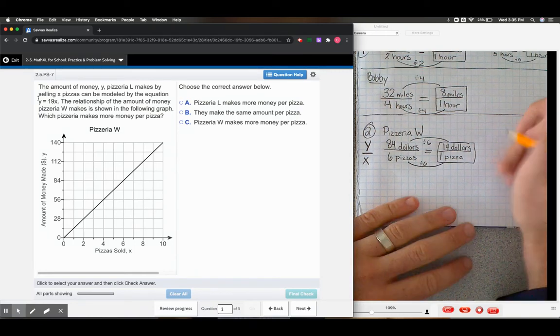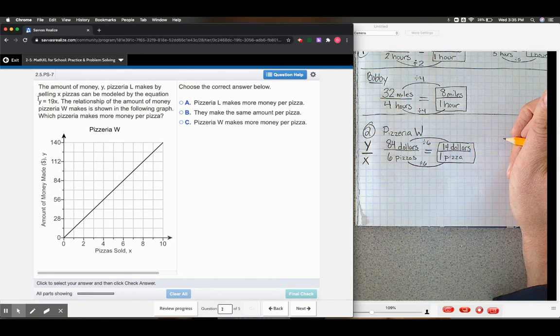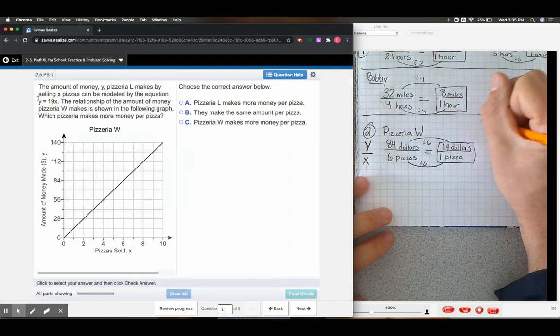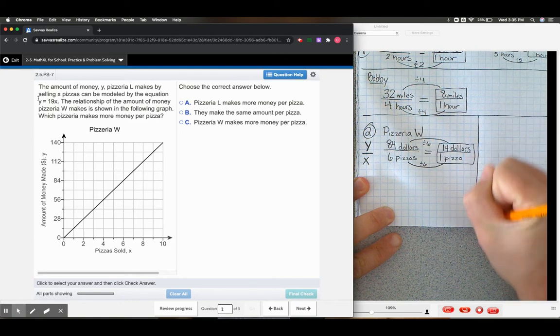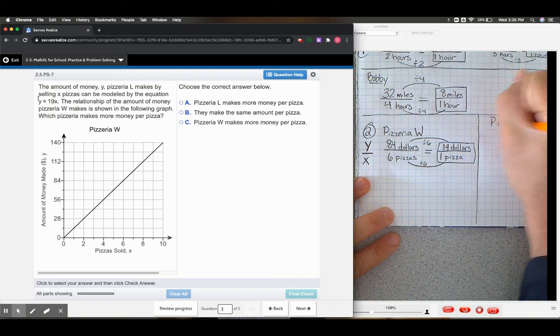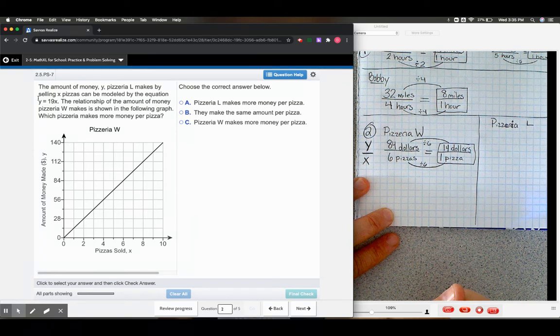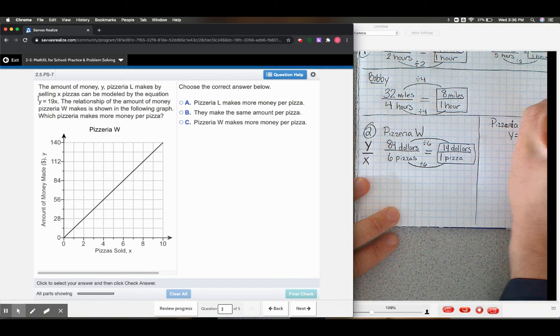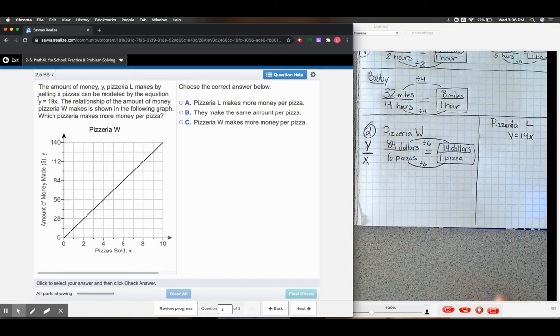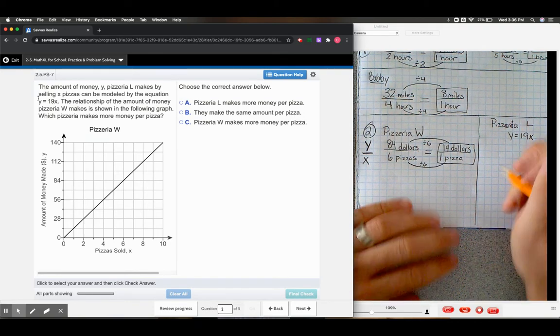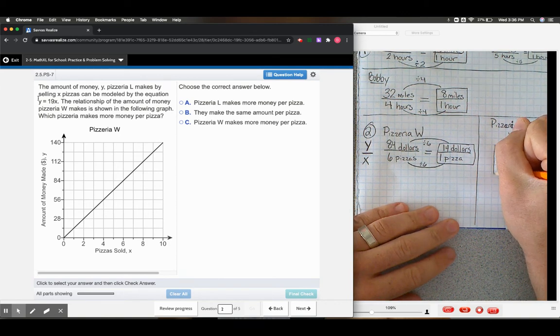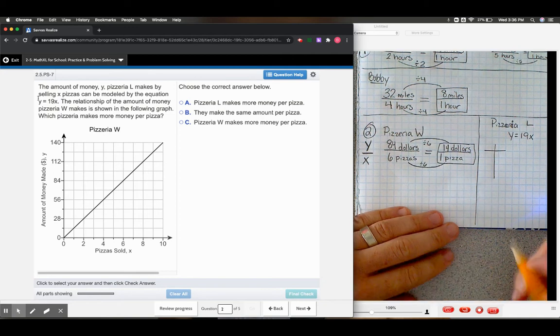You know, they really understand tables, they really understand graphs, but equations stump them sometimes. So let's do a little strategy I like to call make a table. So we're doing Pizzeria, oops, spelling it wrong. They might come after me now that I'm spelling it wrong. Pizzeria L has the equation y equals 19x, okay? And when I see equations, I like to make a table. So here, I'm gonna draw a nice little vertical line like this. I'm gonna make an empty table.